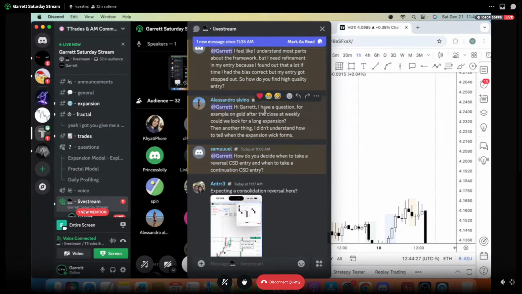Hi, Garrett. I have a question. For example, on gold, after the close at weekly, could we look for long expansion? And another thing, I don't understand how to tell when the expansion wick forms. So one thing about the expansion wick is when the wick hits a key level and then forms that intra-candle CSD. I'll go over E-Trade's course about that.